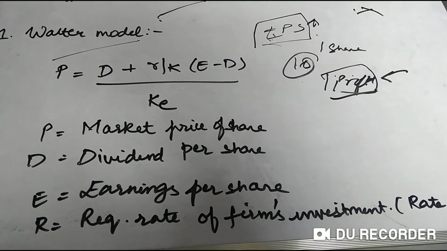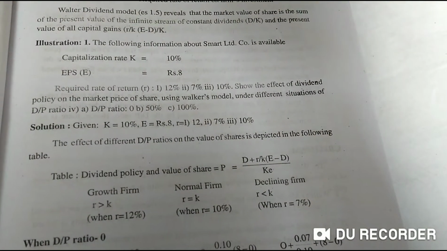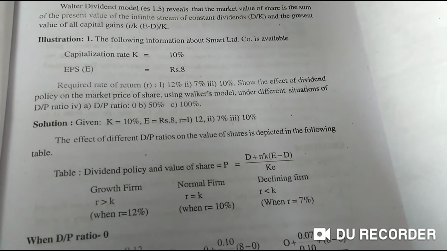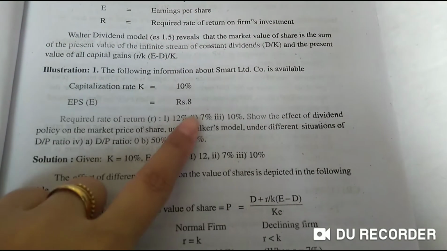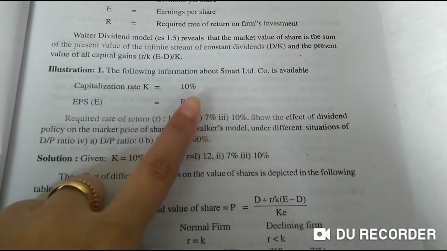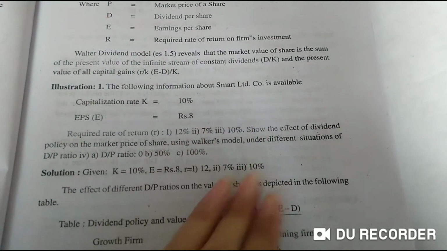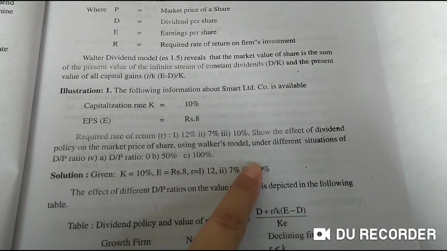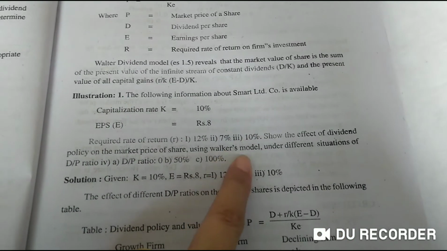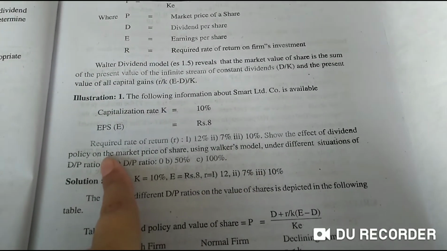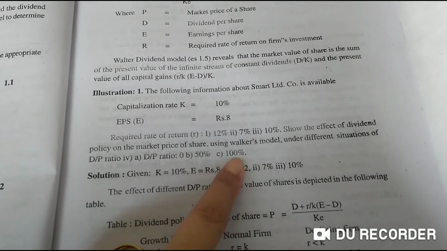We'll see one problem so that it will be easy for you. The example problem is: the following information about Smart Limited company is available. Capitalization rate K is 10%. EPS, earnings per share, is rupees 8. Required rate of return R has 3 cases, 12, 7 and 10, and we have to find out for all 3. Show the effect of dividend policy on the market price of share using Walter model under different situations of DP. DP is nothing but dividend payout ratio: first is 0, second is 50, third is 100.